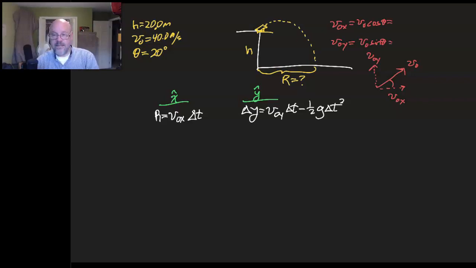All right. Now, I would just take 40 times the cosine of 20, and then 40 times the sine of 20. I'm not sure what came out of my mouth, but that's what was supposed to come out. And when I do that, I get that my X component is 37.59 meters per second, and then the Y component is 13.68 meters per second.